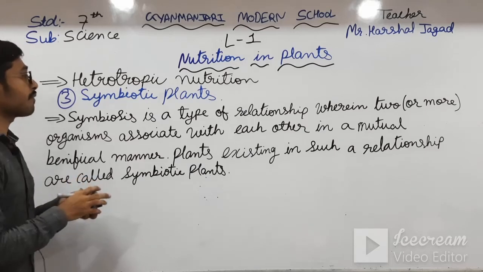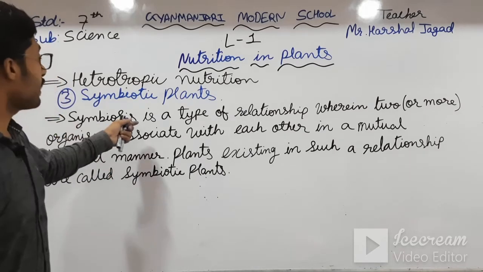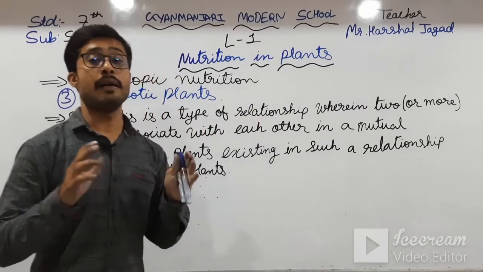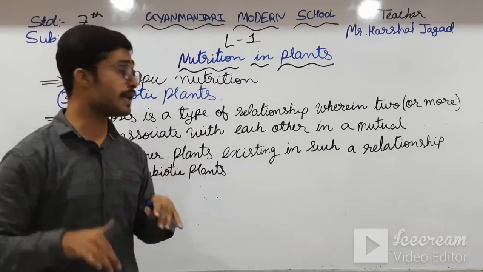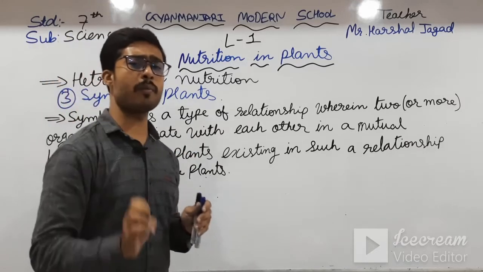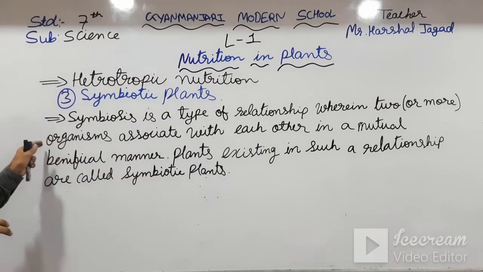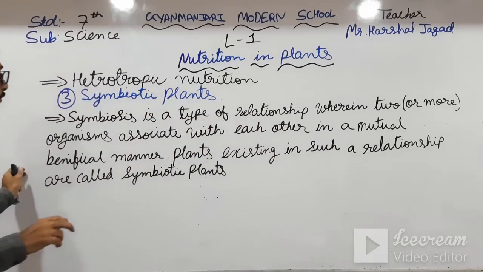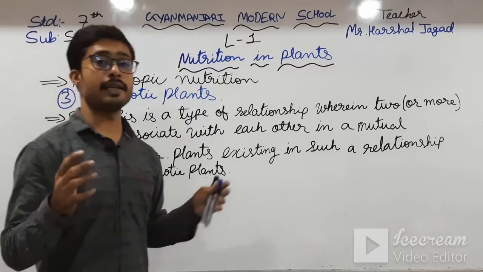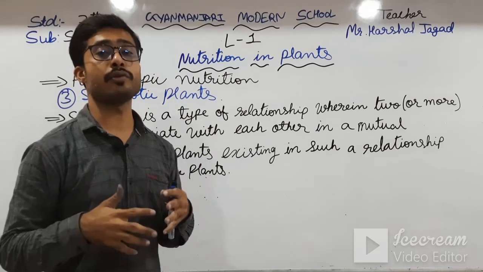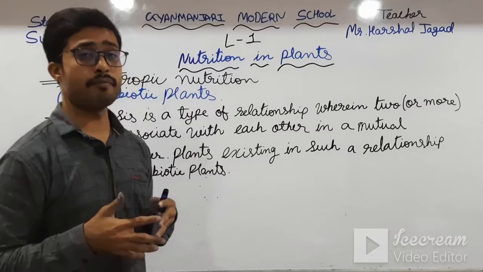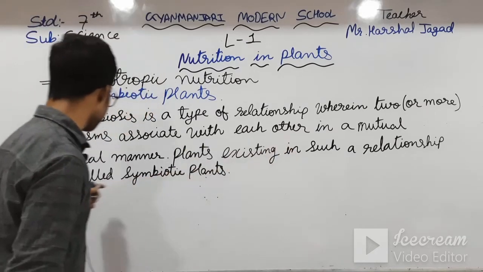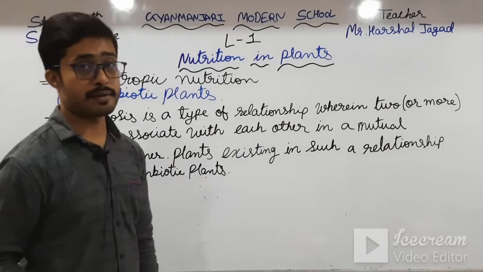See here, what is a symbiotic plant? Symbiosis is a type of relationship in which two or more organisms associate with each other in a mutually beneficial manner. Okay students, by mutual understanding they live in symbiosis, and plants that exist in such a relationship are called symbiotic plants.